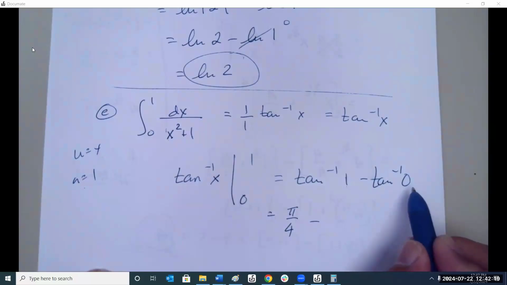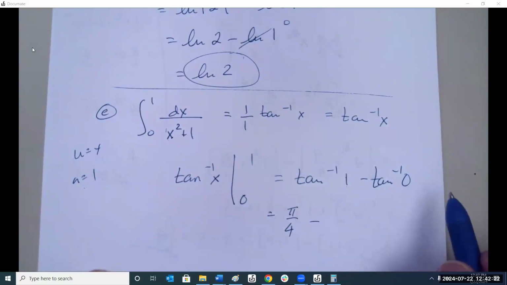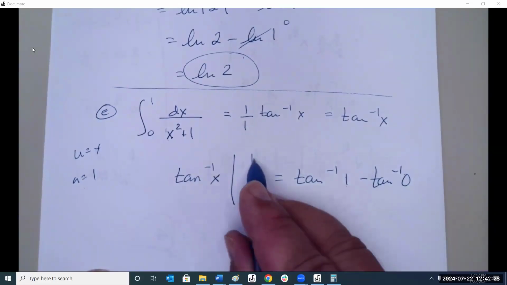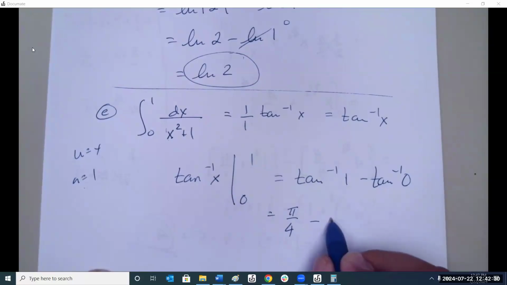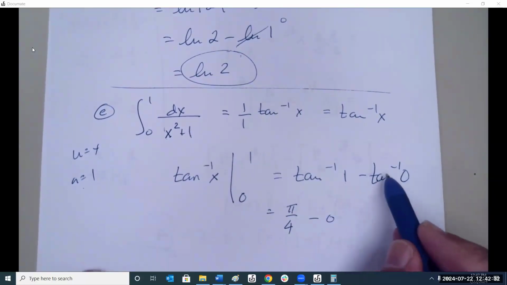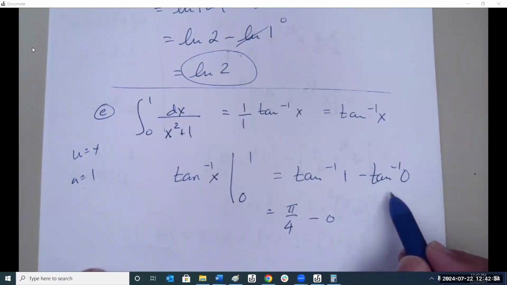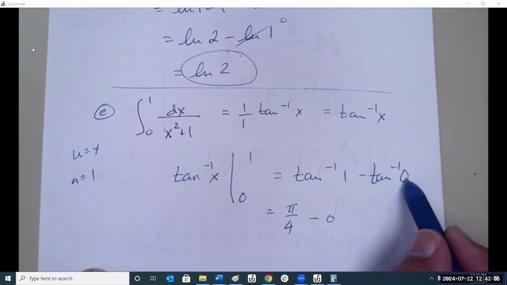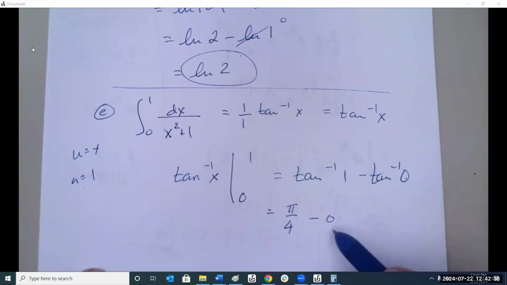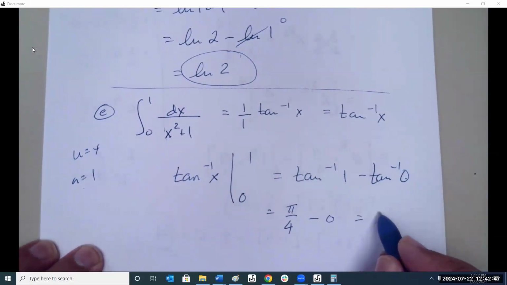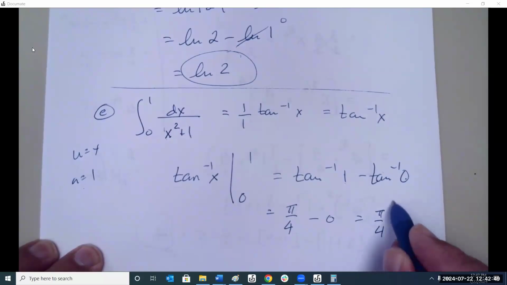What gives us 0? We have to be between 0 and 1. There's a sine over cosine. For this thing to be 0, what makes sine 0? 0. So it has to be within the first quadrant. So the answer is pi over 4.